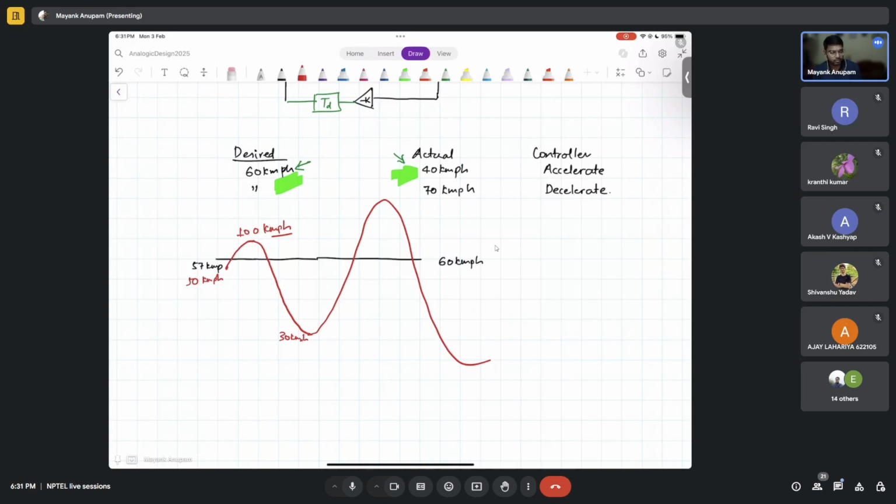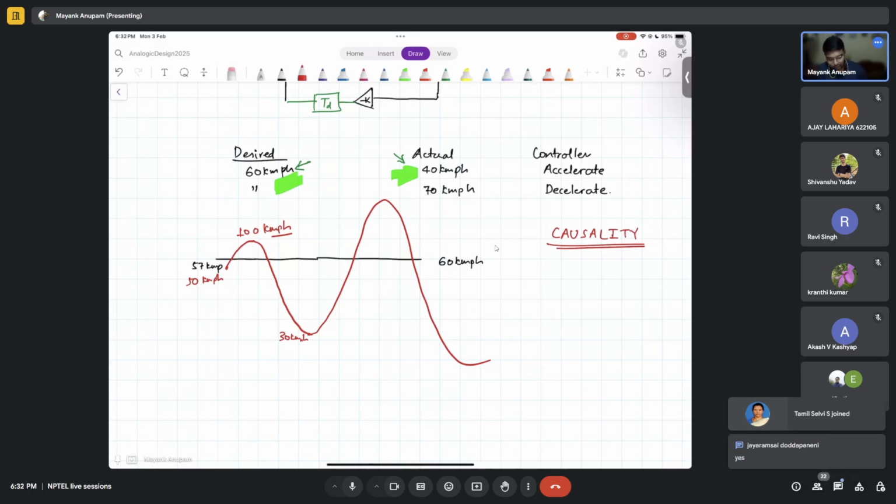Have you guys heard of this term, causality? Causality simply means that the effect of something cannot precede the cause, which means that without doing something you cannot expect a result. The result cannot come before you do that thing. You understand? It makes sense, right?